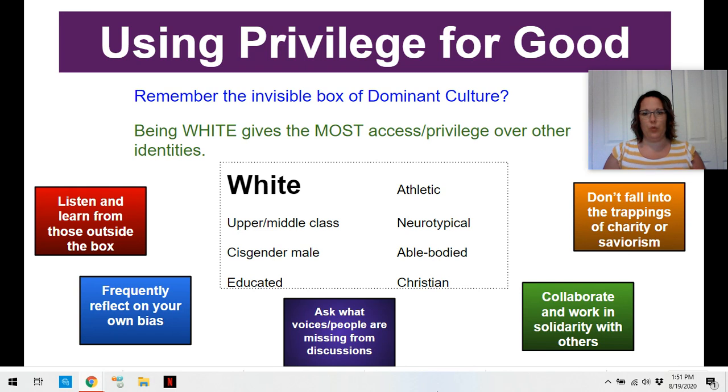Privilege is the same, right? It does not mean that being white equals easy, problem-free, better lives than anyone else. It does not mean that we don't have challenges. It does not mean that there are no barriers for us to surpass as we go through life. It just means that there are certain barriers that are not there for us and can never be there for us because we are white.